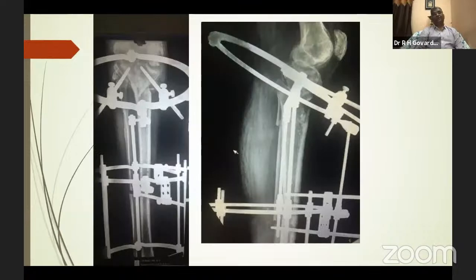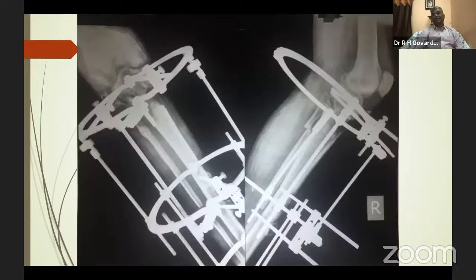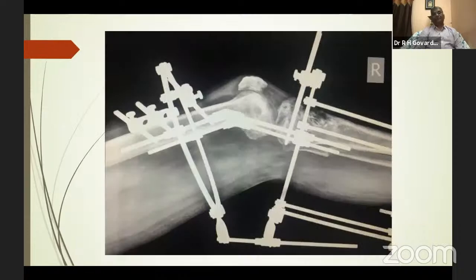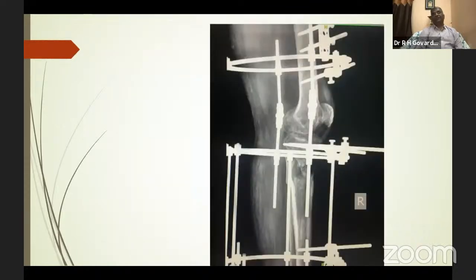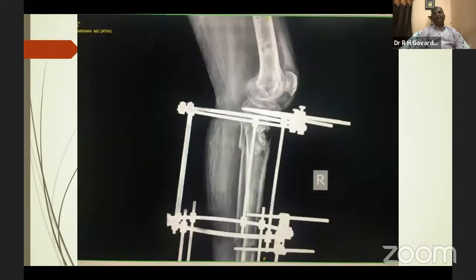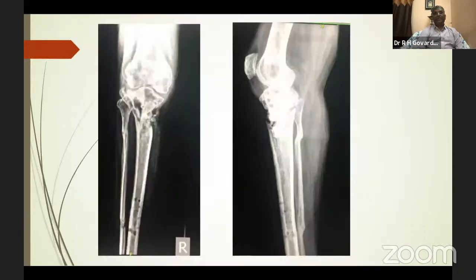So initially, we tried to correct the angular deformity, which is the recurvatum deformity at the level of the fracture site, and we succeeded in that. But still, the tibia was posteriorly subluxed, which was corrected with the help of another ring above, so that we could get the subluxed tibia forwards. Now we can see that the subluxed tibia has come back to the original position. We did a bone grafting at the non-union site to get good healing, and that is the end result.